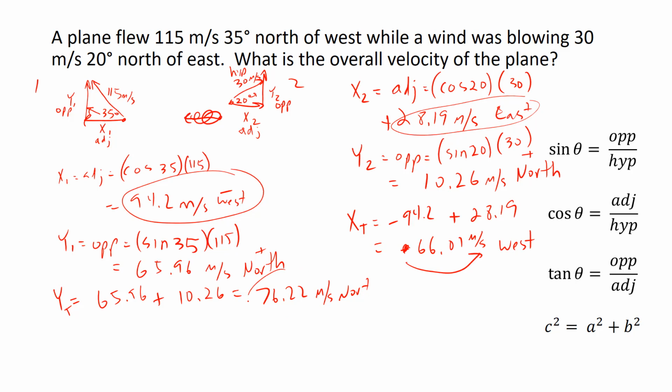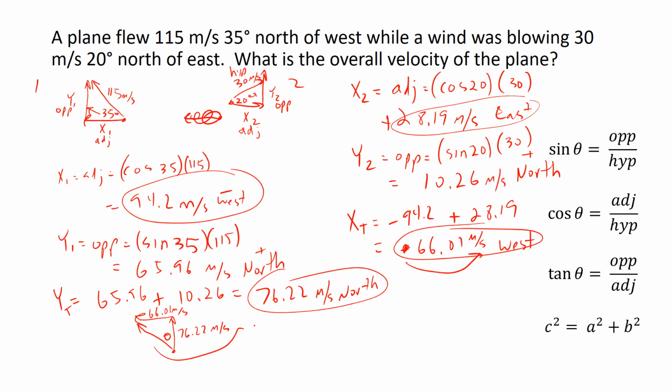Now this is finally a nice basic problem. We want to put these two vectors together to get our final answer. As you can see, I'm running out of room. I'll just do the first one, north: 76.22 meters per second. And then I'll follow that up with 66.01 meters per second west. And now we want to get everything here.